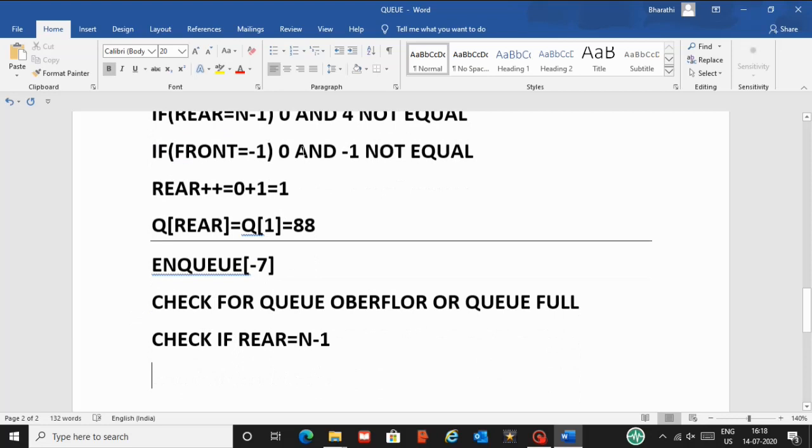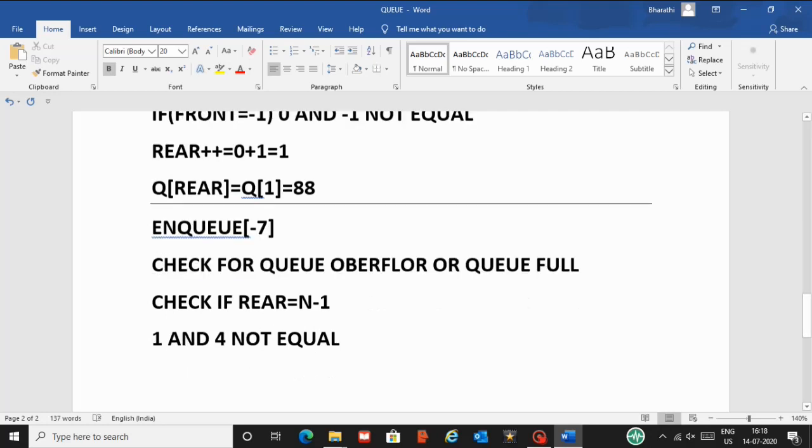So what is rare? Rare is 1 here. And what is n minus 1? It is 3, because n is 4. So 1 is not equal, so I still have place in my queue. Overflow or queue full, it is not equal, right? So there is still place in my queue.